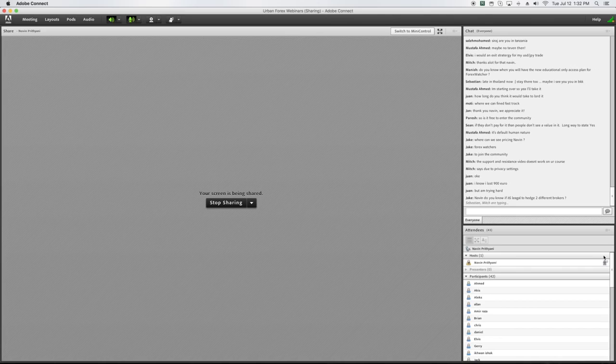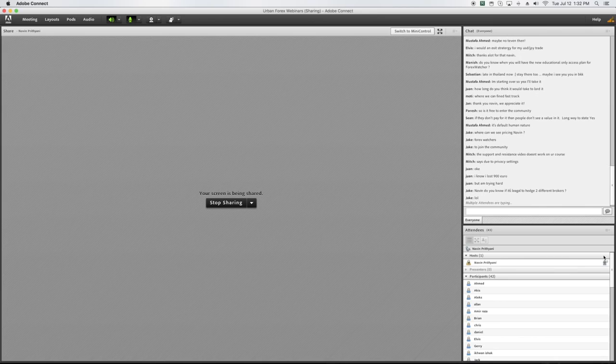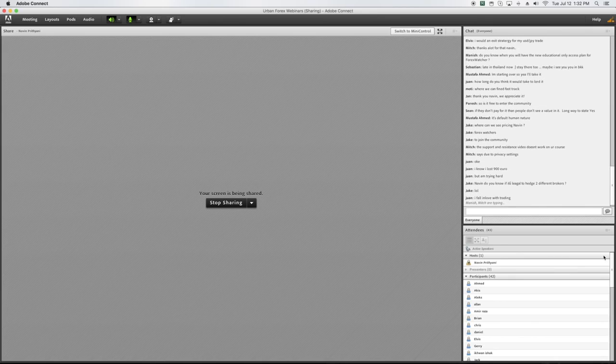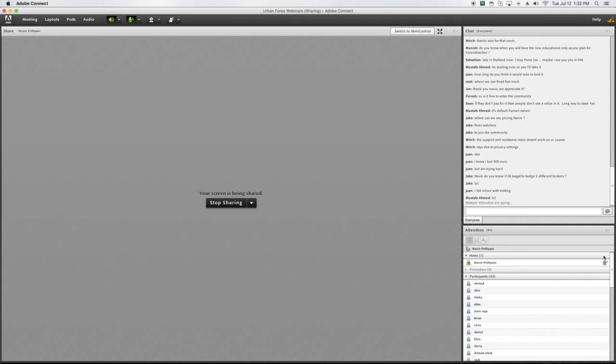Is it legal to hedge with 2 different brokers? I guess it is. You know, go for it. I know people used to do that a lot back in the day. I don't know how convenient it is anymore, but they used to do that.